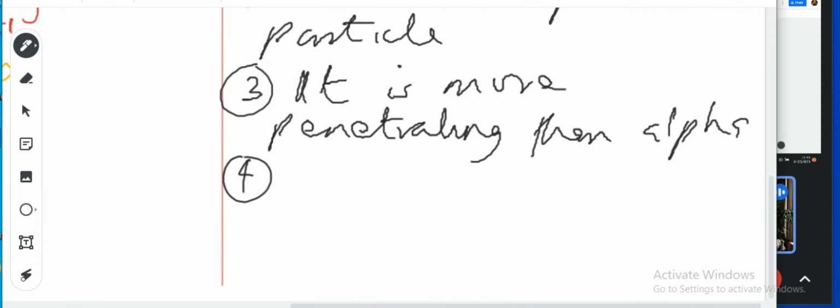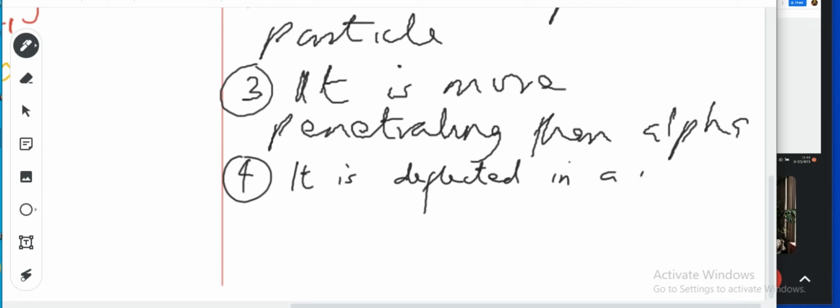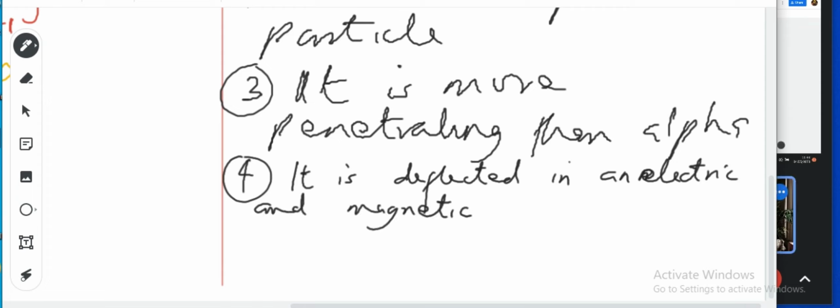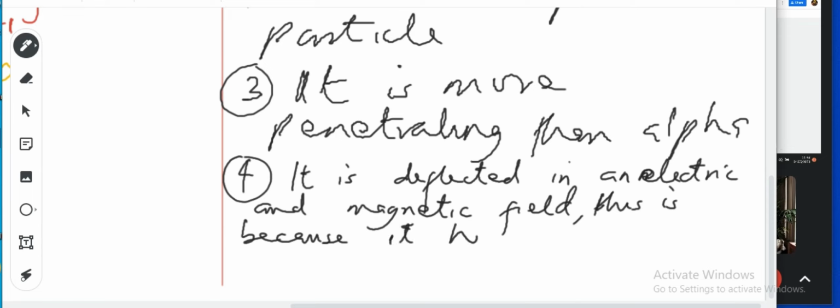Number 4, it has a charge, so it is also deflected in a magnetic and an electric field. Read what I wrote for number 4. It is deflected in an electric and magnetic field because it has a charge. What's its charge again? Minus.